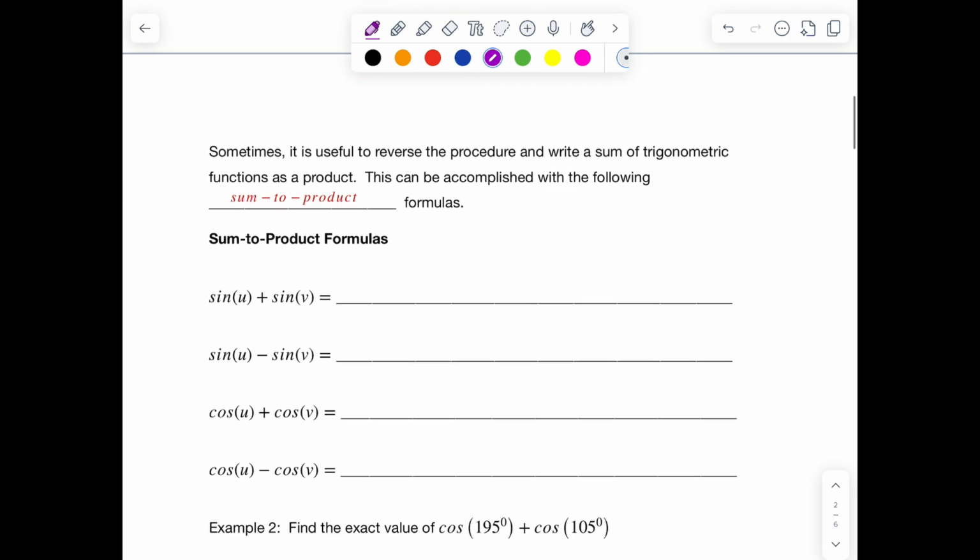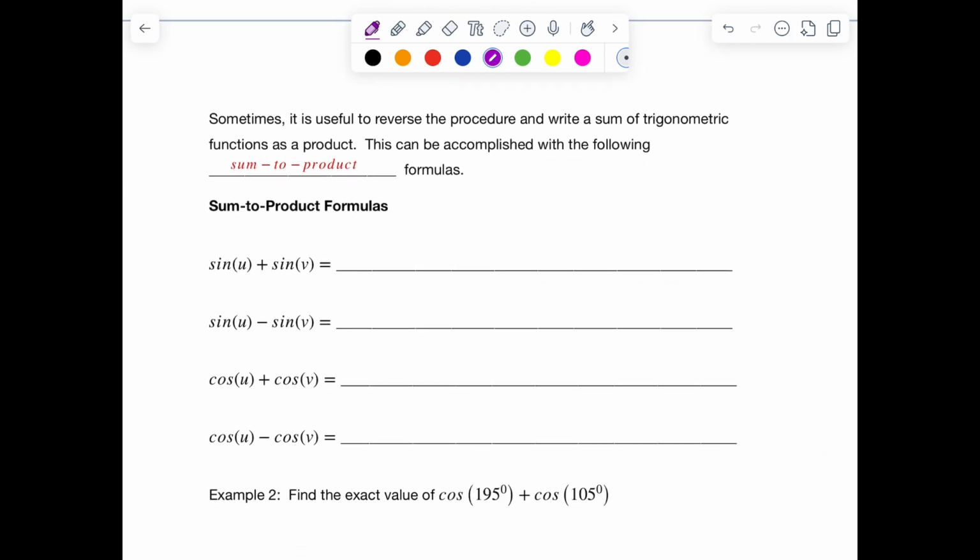Okay, sometimes it'll be useful to go in the other direction to write a sum as a product. If you were given the sine of one angle plus a sine of another angle, you would use the following formula: 2 times the sine of angle u plus angle v divided by 2, times the cosine of angle u minus angle v divided by 2.